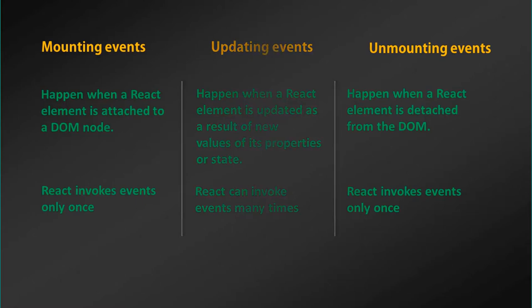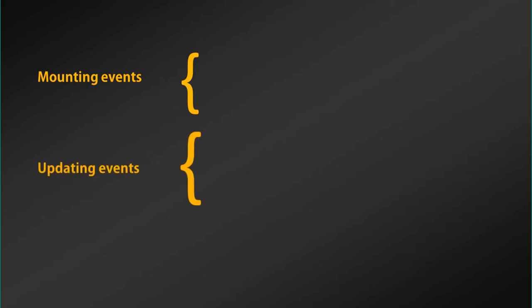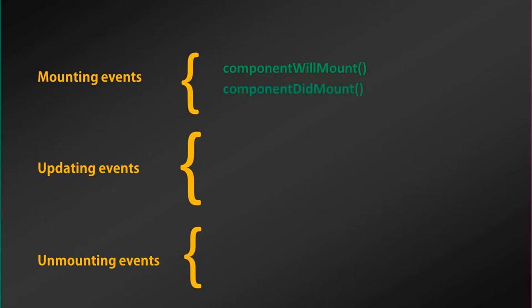In these three categories, we have several methods. So we have first mounting events. In the mounting event, we have two methods. First is componentWillMount, and second is componentDidMount. So the first, componentWillMount, will happen before mounting to the DOM. Then we have componentDidMount. This method will happen after mounting and re-rendering, right?